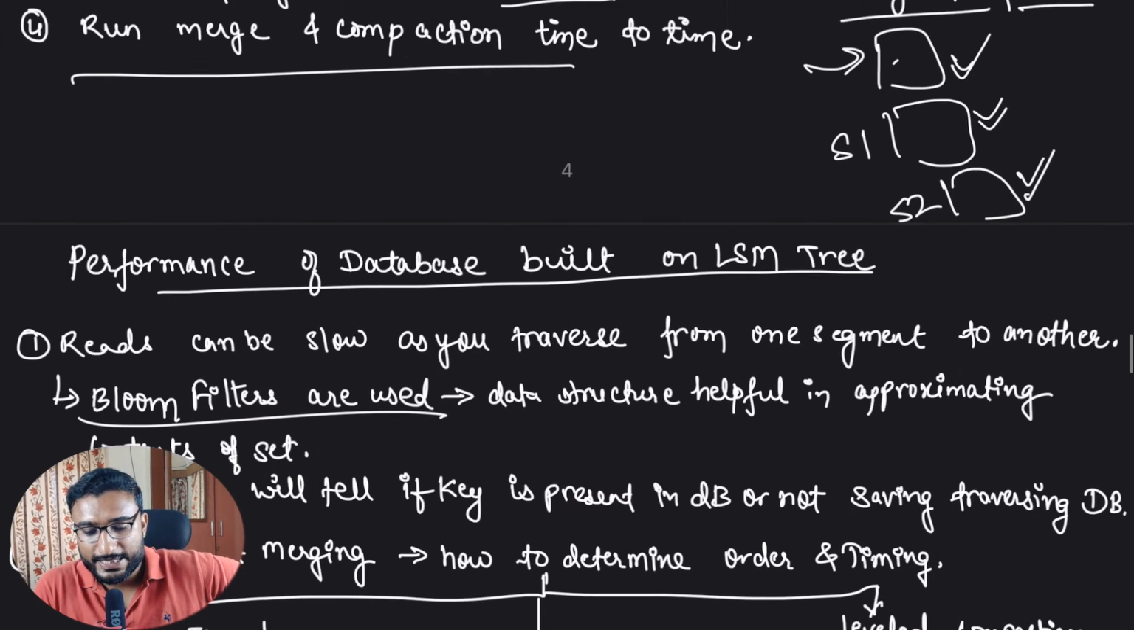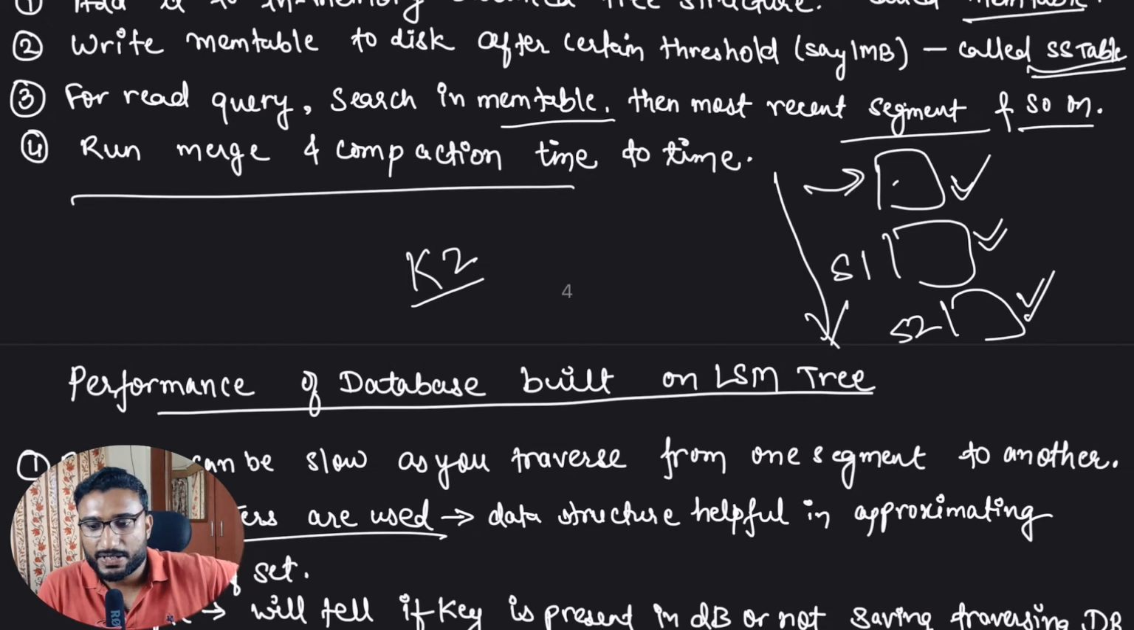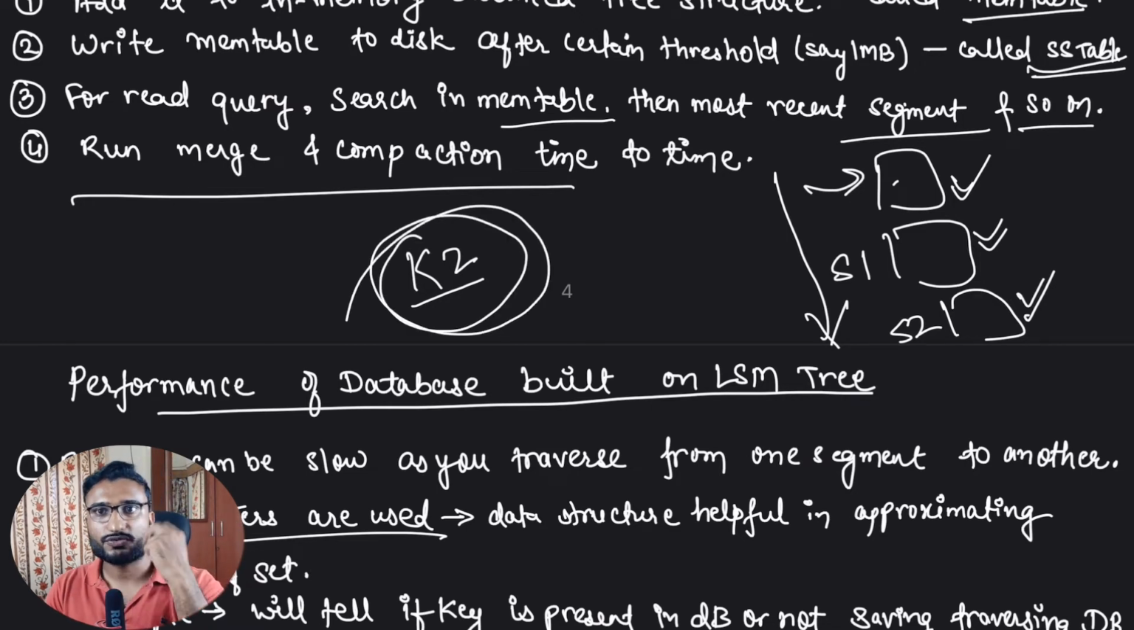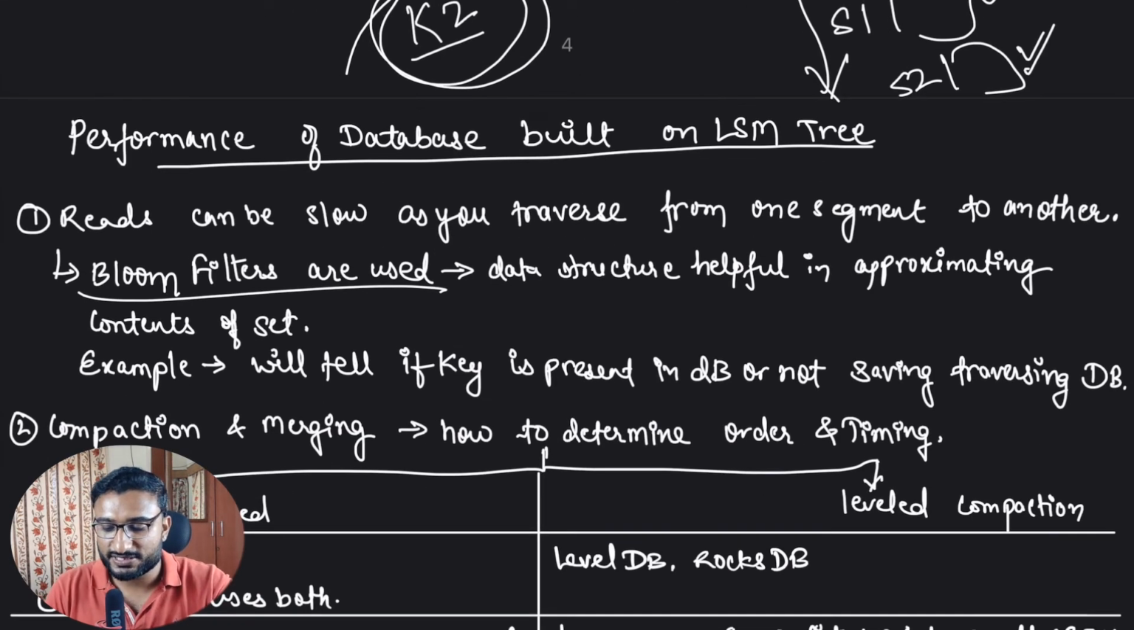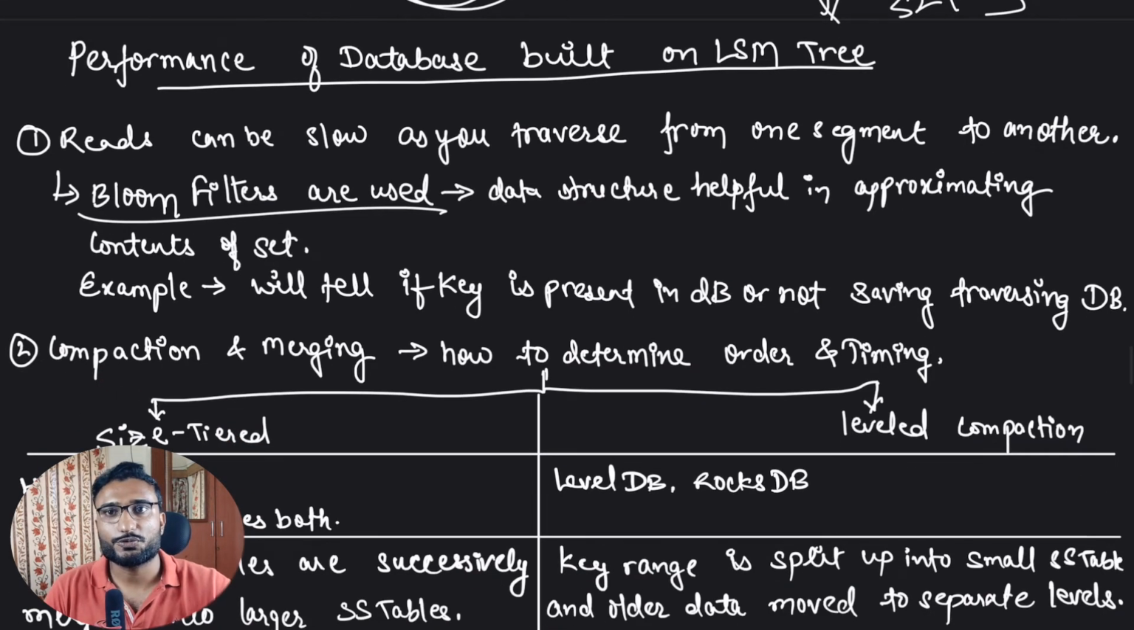ठीक है, let's say I got a query to find key K2. So I have to traverse these entire segments. मेम टेबल में नहीं मिला, S1 में गया, S2 में गया, so I have to traverse this. Is there a way that I can figure out beforehand if K2 is available or not? So this is how Bloom filters help. It is a data structure helpful for approximating the contents of a set. ठीक है, and it will tell you if a key is present in the DB or not before you have to entirely traverse that DB. So this is how it helps.